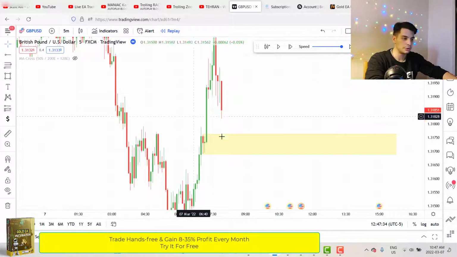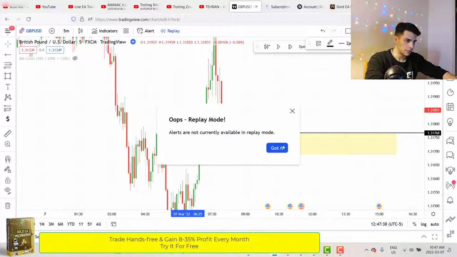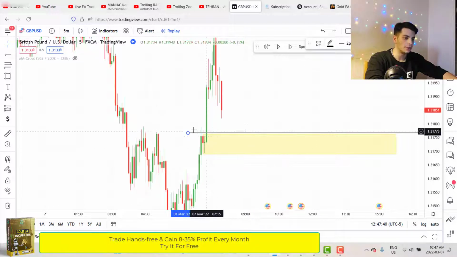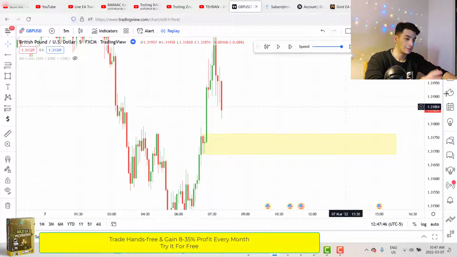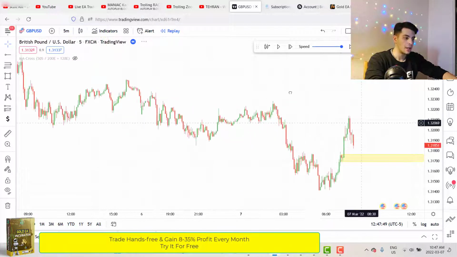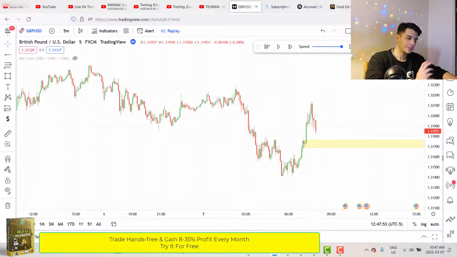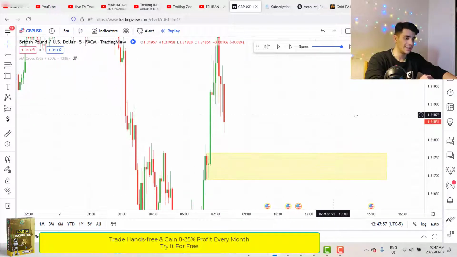So what you could do is set your alarm here, turn it on, and then, oh okay, sorry, it's replay mode. So you could just put your alarm here, wait for the price to tap into this level, and then wait for a long position, because although you have a huge bearish trend, because of these breakout structures, you could assume the market is trying to change its direction towards the upside, and this is exactly what it's doing.